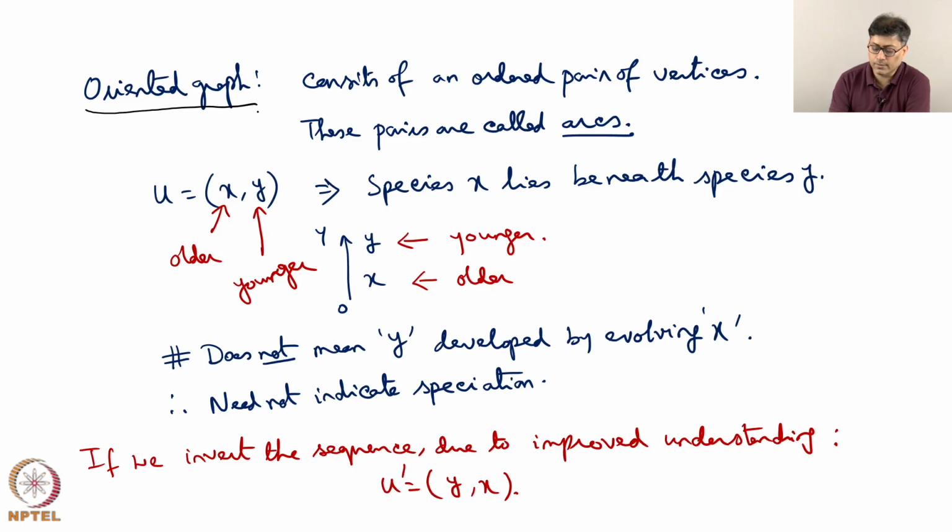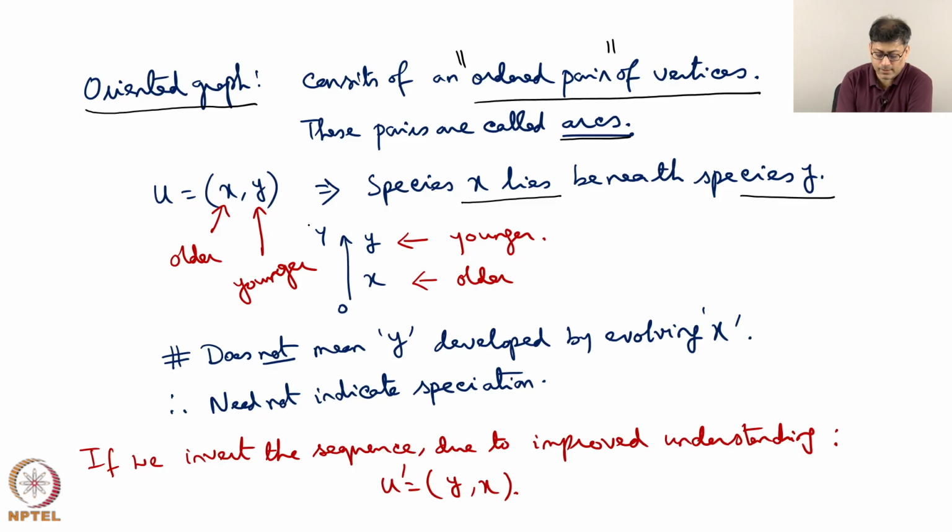The oriented graph consists of an ordered pair of vertices. These words are coming, ordered pair, we will understand, and these pairs are known as arcs. Let us see. Suppose I write two vertices u, which is x comma y. Here we mean that species x lies beneath species y.